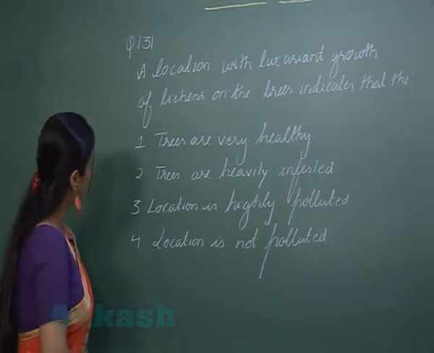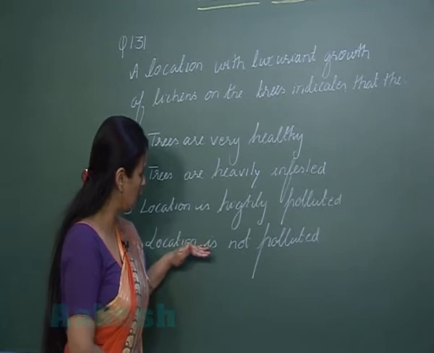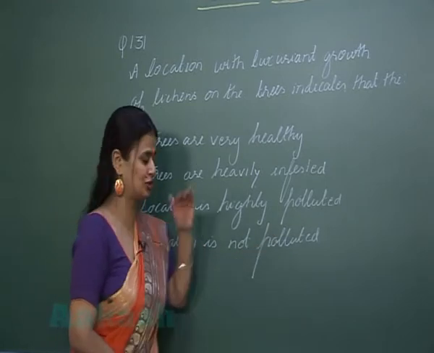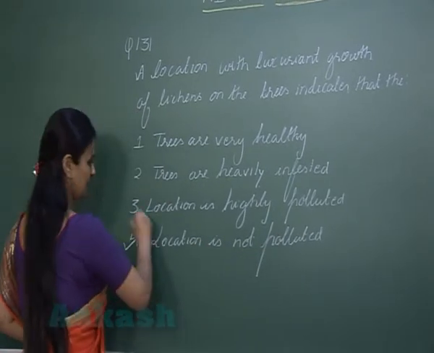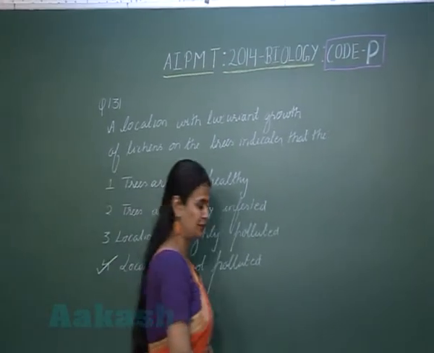So amongst the four options, which is the correct one? The correct one is option number 4. Location is not polluted. Right? So after this, now question number 132.